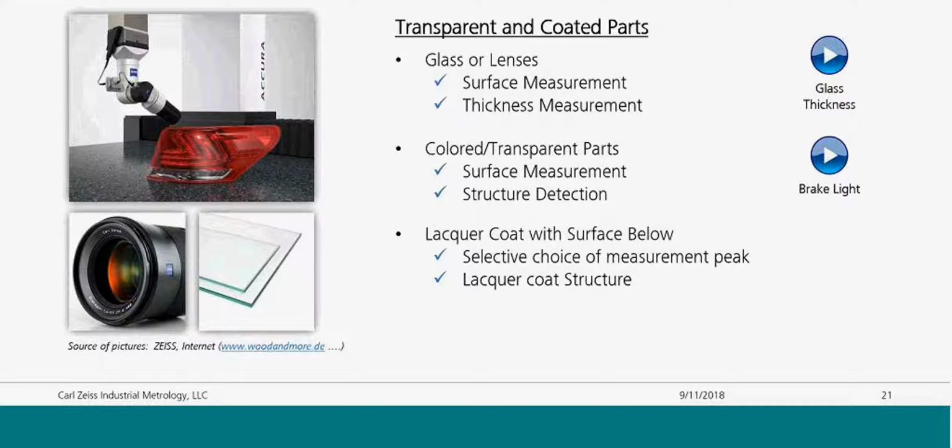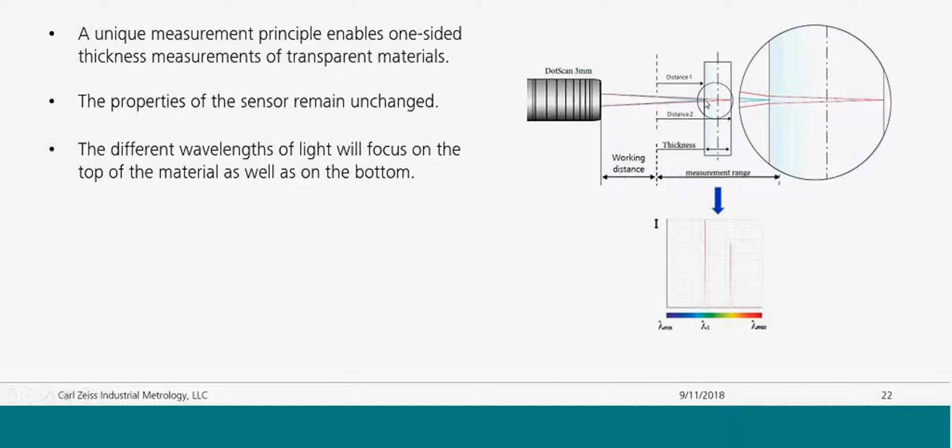And one thing we mentioned here was, how do we measure the thickness of glass with a white light sensor like this? Well, we can see here in the diagram the white light comes out of the sensor head right up here, and it hits the glass. You not only have a focal point on the front of the glass, but you have another one on the back side of the glass, right over here on the right side.